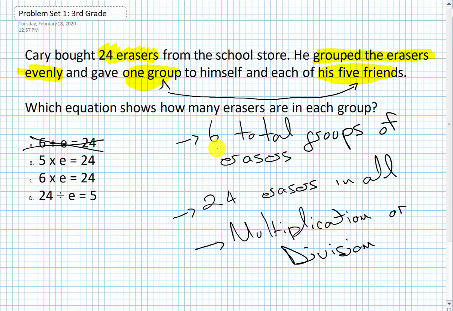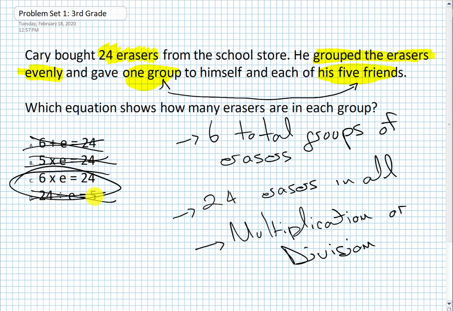In addition, we know that we have 6 total groups of erasers. These other 3 answer choices involve both multiplication and division, but 2 of the 3 involve the number 5. And that 5, again, represents Carrie's 5 friends. But when we just have 5 in the equation, we leave out Carrie himself. So we can get rid of these 2 choices here, which leaves us with answer choice C as the correct choice, which is 6 times E equals 24.